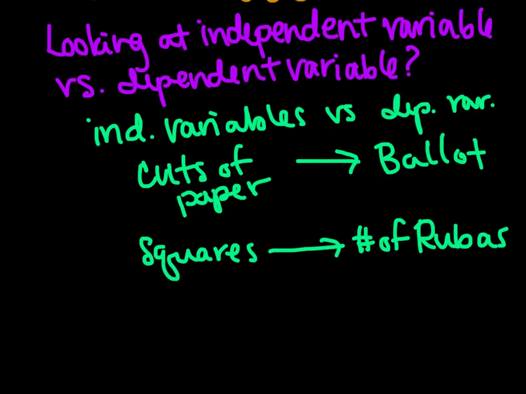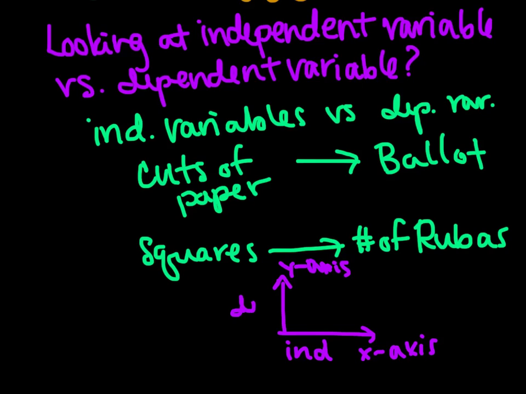So essentially our independent variable was the cuts of papers or the squares, and our dependent variable were the ballots or the rubas. So if we're thinking about independent versus dependent, if we're looking at a graph, remember that our independent variable goes across the x-axis and our y-axis stuff will be our dependent variable. So essentially the squares would be here, and our rubas would be showing here. So we would eventually see that.